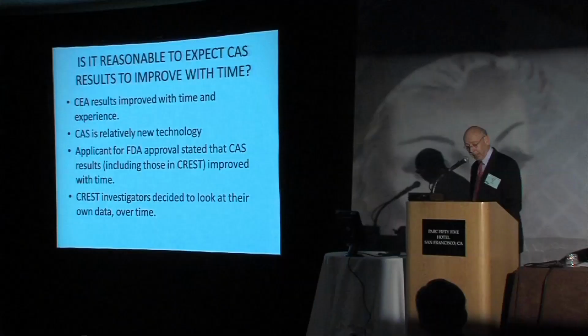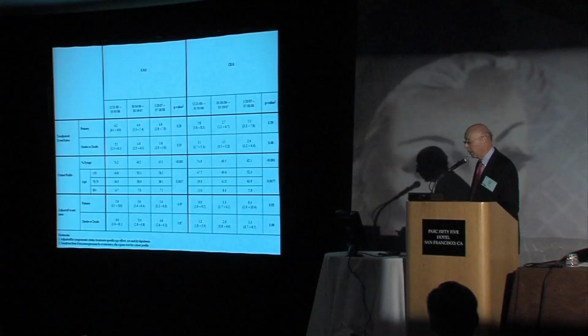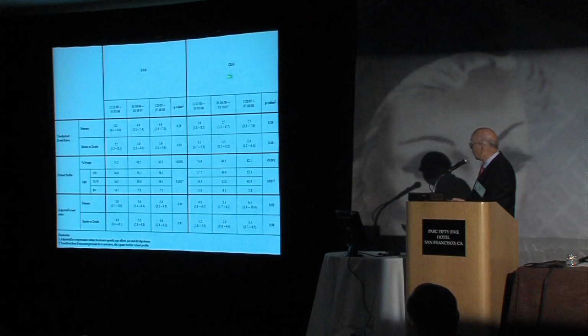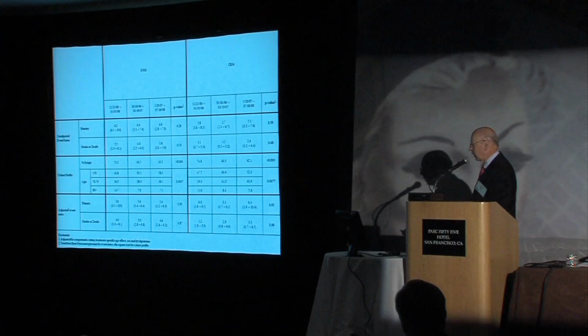Well, that was kind of news to us, so the CREST investigators decided to look at their own data over time to see if we could confirm or deny. Now, there's no way that you're going to be able to read these data from the back of the room, but I put it up here just to show you how we designed this analysis. This represents carotid angioplasty and stenting. This represents carotid endarterectomy. And we looked at three time intervals during the course of the trial, divided into so-called tertiles. Each tertile was designed to reflect an equivalent number of patients. So this is the early part of the trial, the mid part of the trial, and the latter part of the trial.